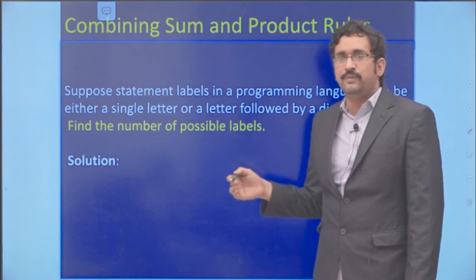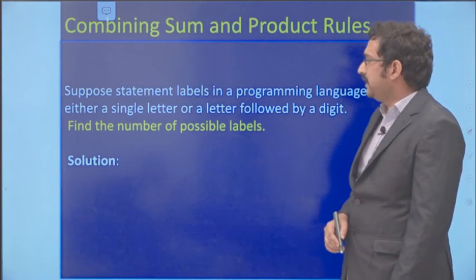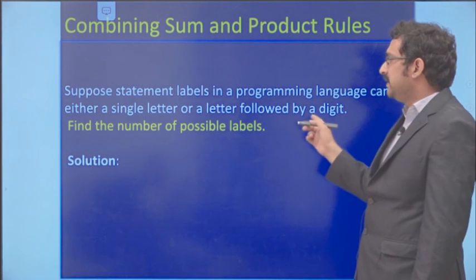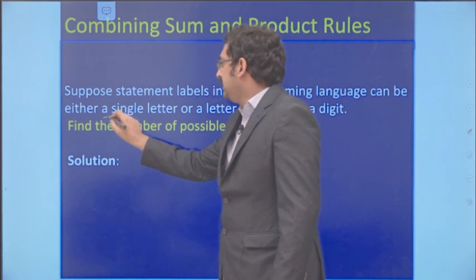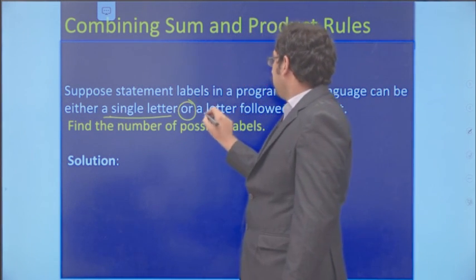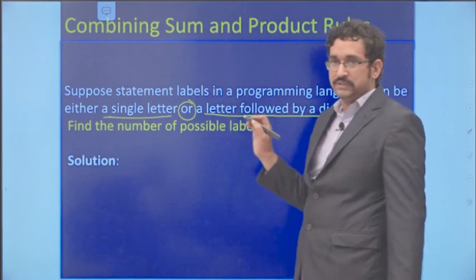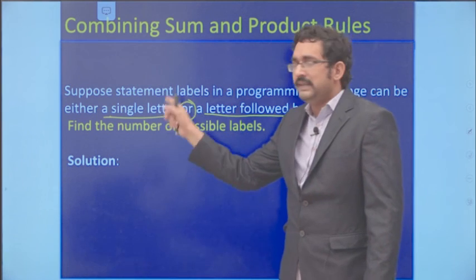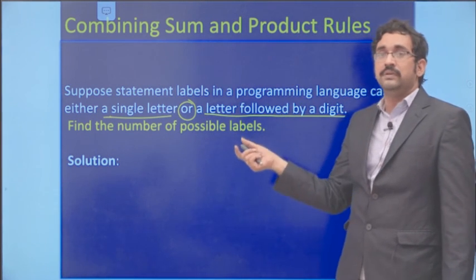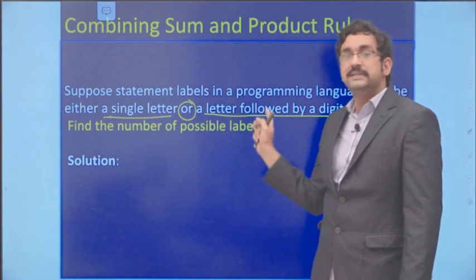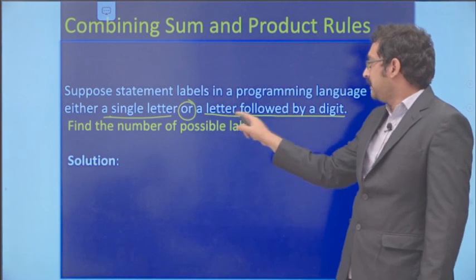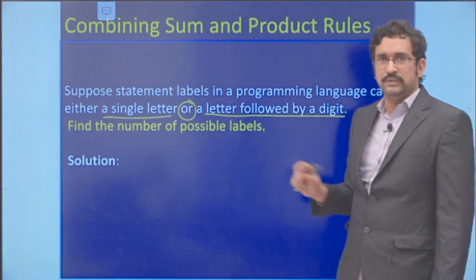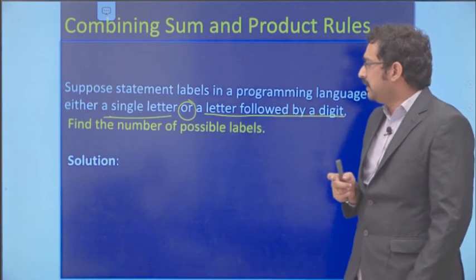Sometimes we have to combine both the sum rule and the product rule. Here one example is given. Suppose a statement label in a programming language can be either a single letter or a letter followed by a digit. Here we have two tasks: either a letter or the other option, so we apply the sum rule. A letter followed by a digit means two tasks, which is the product rule. So here we have to apply both the sum rule and the product rule.